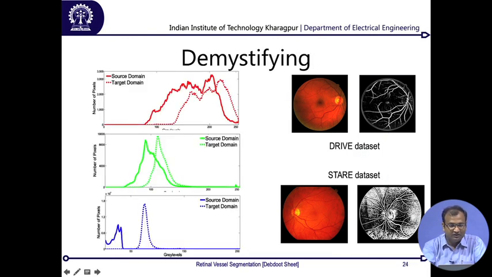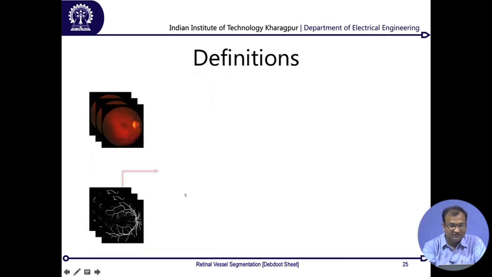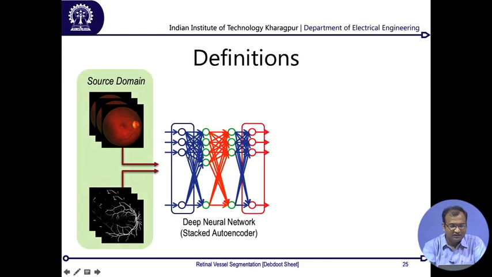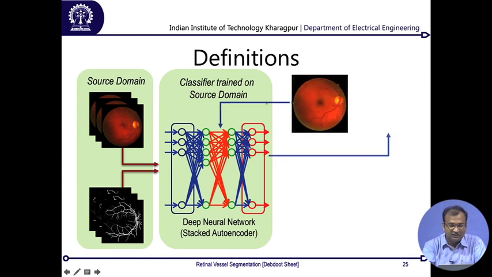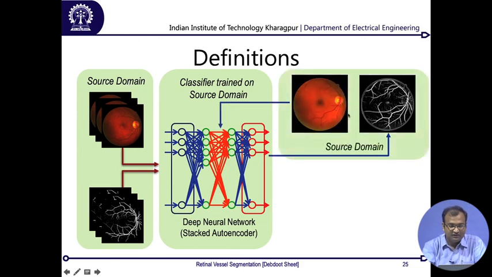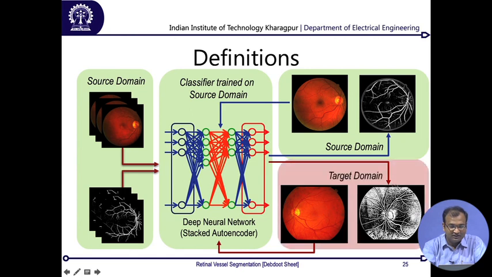So, what we can do is something of this sort: say we have these images, this is what is called the source domain, and then we train some sort of a classifier which is trained on the source domain. Okay. Now, if we have images for testing from the same domain, then we get a good result, but the problem is that the moment we take images from a different domain, which is called the target domain, then we do not get any of these. So, this is what defines a source domain and a target domain.